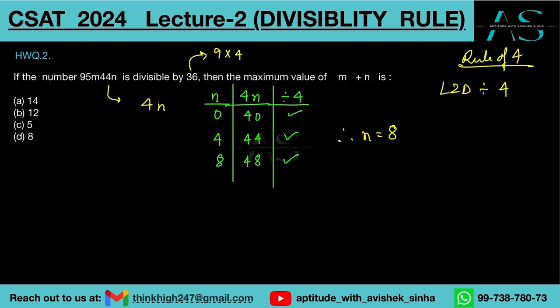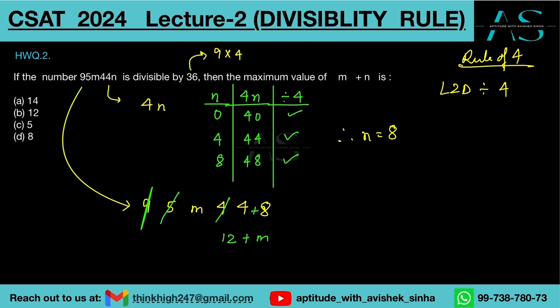Now, replace the value of n with 8 and let's see what we have. 9, 5, m, 4, 4, n. And in place of n, let's put 8 here. Take out all the multiples of 9. So this goes out. 5 plus 4 goes out. 8 plus 4 we have 12. So this becomes 12 plus m.